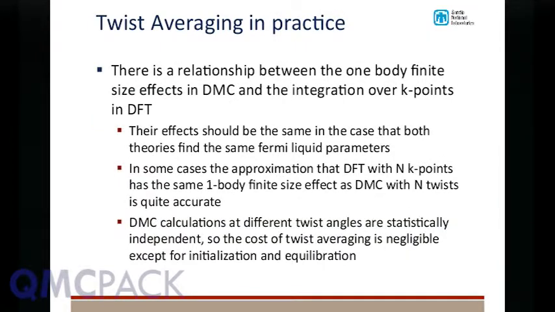So in practice, there seems to be a fairly strong relation between the one-body finite size effects in diffusion Monte Carlo, which is what you'll be integrating over when you integrate over twists, and the integration over k-points in density functional theory. Basically, if they're predicting the same sort of Fermi surface and Fermi liquid parameters, you can kind of justify why this would be the case. For simple systems where the DFT is already doing a fairly good job, a kind of back of the envelope thing that you can do to correct for these one-body finite size effects rather than twist average is just do the DFT with the number of k-points that would correspond to your supercell, and then do the fully converged calculation and take the difference.